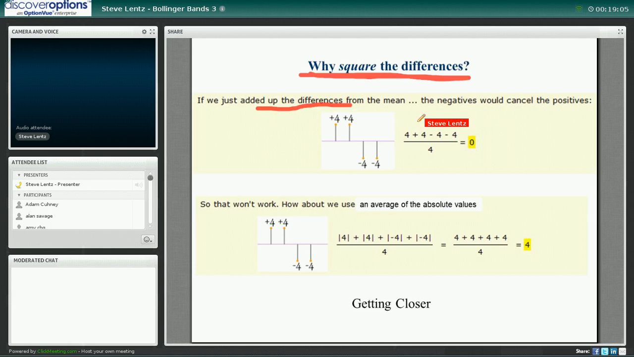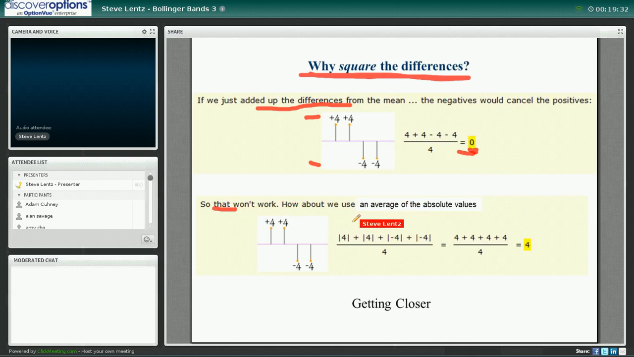We can't just simply add up the differences from the mean, all right, because then the positives and the negatives would cancel out each other. If we had a population of 4 and 4, 4 and 4, two 4s on each side, we end up with, obviously, 0. If you just simply added up the differences, that's not really telling us relatively how volatile things are.